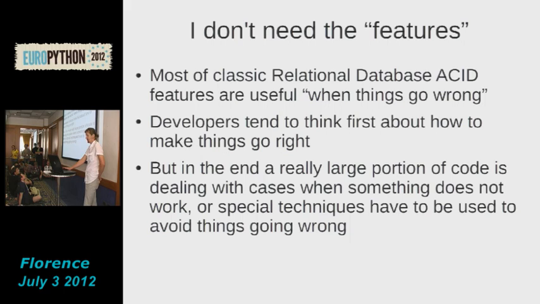And most of the classical ACID relational database features are useful when things go wrong, when programs don't work, when you try to insert some wrong shape data. But developers mostly think about how to make things go right. And so all of this extra thing you are forced to think about from the start seems like it's something that's almost not needed, and anyway, you don't want to think about it from the very beginning. But in the end, a large portion, some estimated 80%, some 95%, is about error conditions or things to do, or handling things when they go wrong.